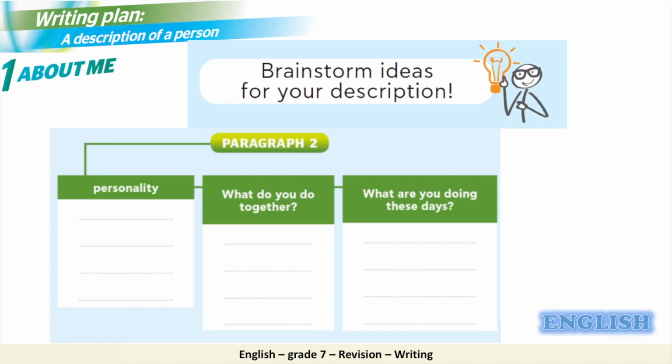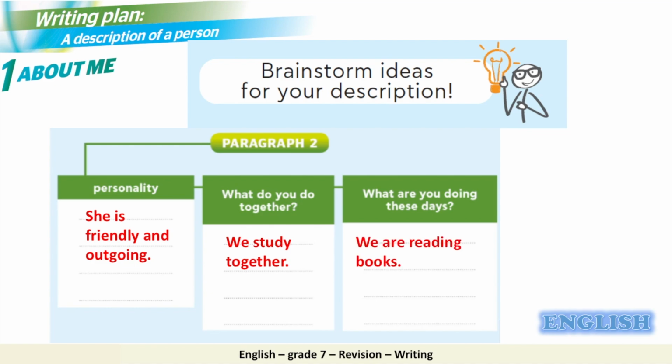In paragraph 2, there are 3 things to write about. First, you should talk about your best friend's personality. For example, she is friendly and outgoing. Next, what do you do together? We study together. And finally, what are you doing these days? We are reading books.